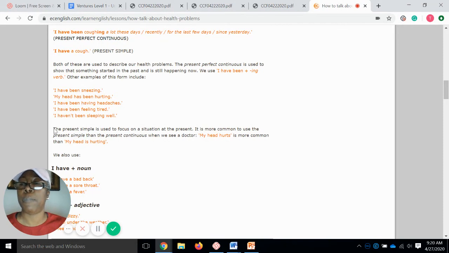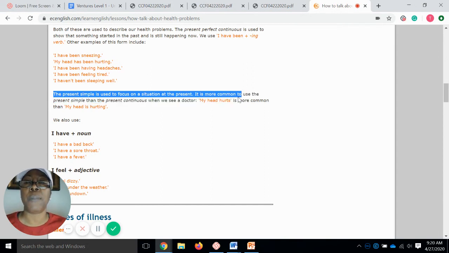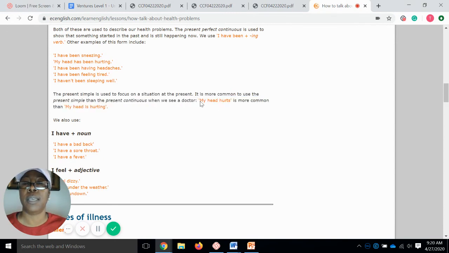The present simple, that's what we're focused on. The present simple is used to focus on a situation at the present. It is more common to use the present simple than the present continuous when we see a doctor. My head hurts is more common than my head is hurting. Okay, so my head hurts. What's the problem? My head hurts.